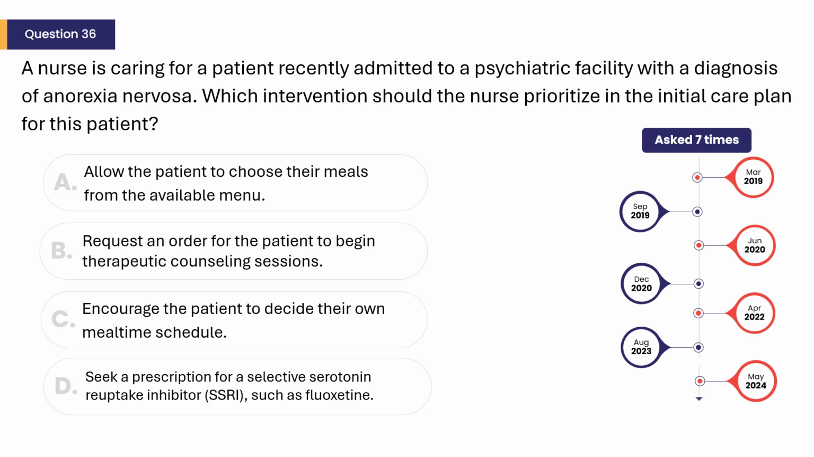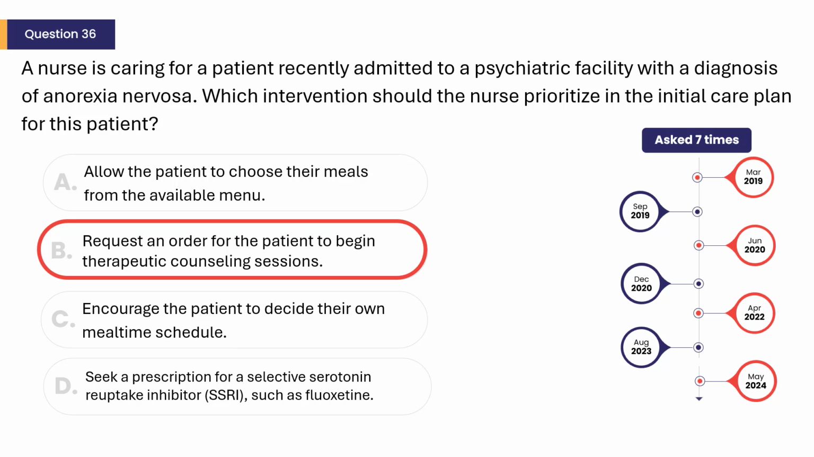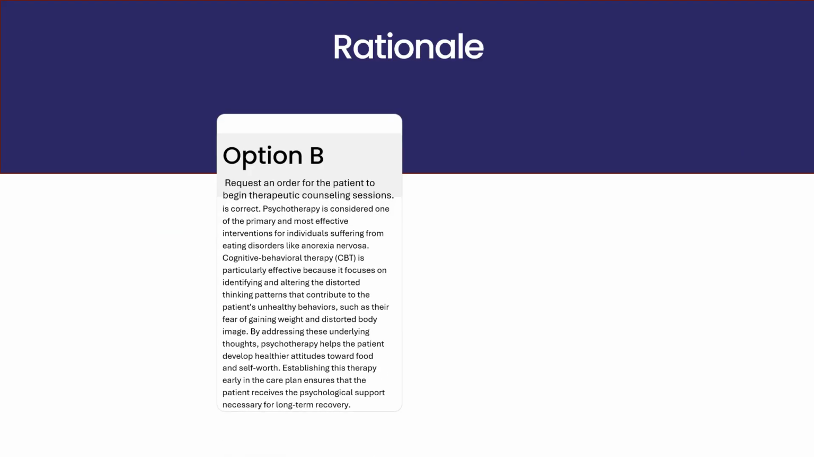Options. A. Allow the patient to choose their meals from the available menu. B. Request an order for the patient to begin therapeutic counseling sessions. C. Encourage the patient to decide their own mealtime schedule. D. Seek a prescription for a selective serotonin reuptake inhibitor, such as fluoxetine. The correct answer is B. Request an order for the patient to begin therapeutic counseling sessions.